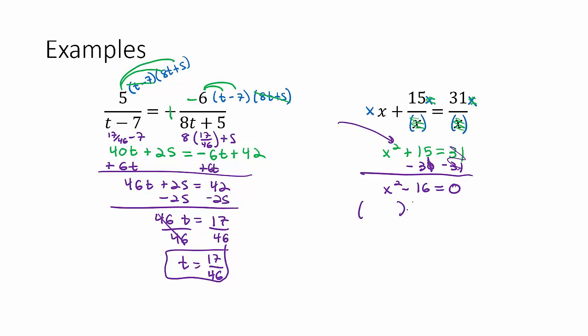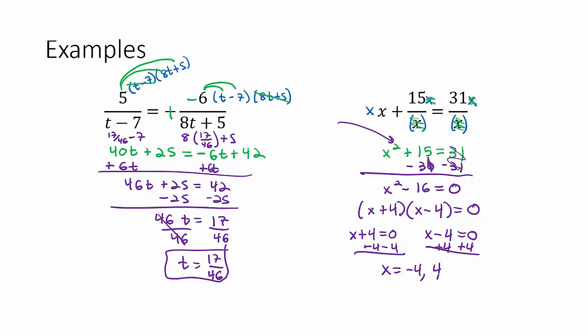That's a difference of squares we should recognize. That's x plus 4 times x minus 4. And then we set each factor equal to 0. X plus 4 equals 0. X minus 4 equals 0. Subtract 4, and x is equal to negative 4. Or we add 4, and x is equal to positive 4.